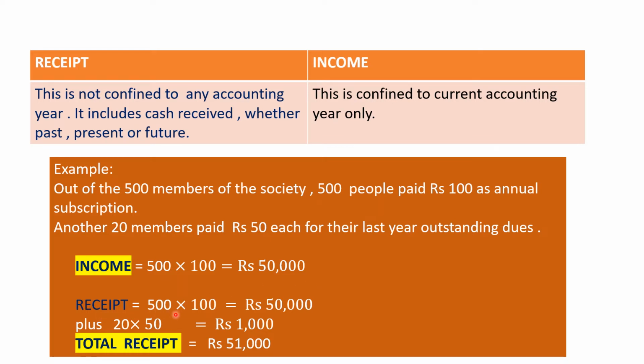Now the receipt. Receipt for this year, I am receiving 50,000 rupees plus the last year's dues will be added here: 20 people multiplied by 50 each. This is 1,000. So my total receipt will be 51,000 rupees. This makes it very clear that any cash received, whether it is present, past or future, will be coming in the receipt. But income is just the current accounting year.